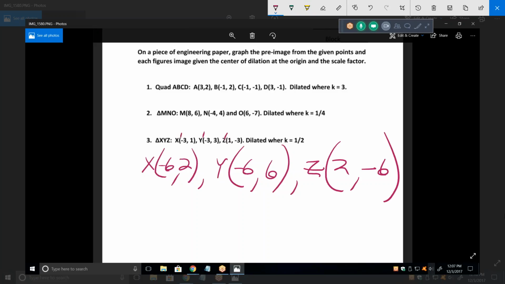Instead of multiplying by the dilation factor, you divide by the dilation factor, depending on whether you're going forward or backward. Okay, when they tell you the pre-image, you know they're giving you the after image, right? They want to know the pre-image. So you know you're going backwards on every single one of these problems. You're not going forwards. Forwards would be where they gave you the pre-image and they wanted to know the after image.